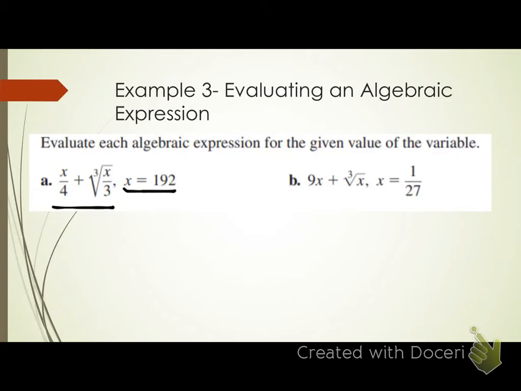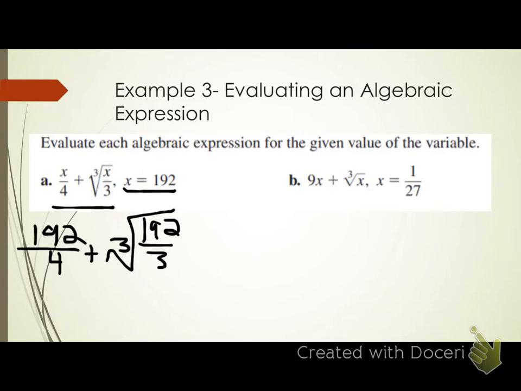192 for x. Plug 192 in for x. So anytime I see an x in my expression, I'm going to replace it with 192. So I have 192 over 4 plus the cube root of 192 over 3. Everyone good? Replacing a variable with the number when we're given that variable.